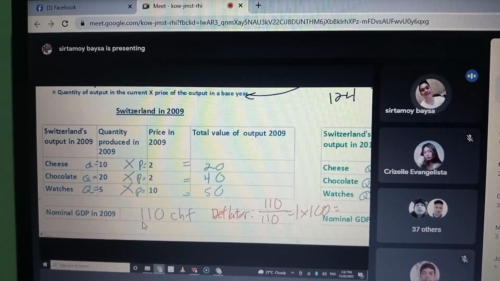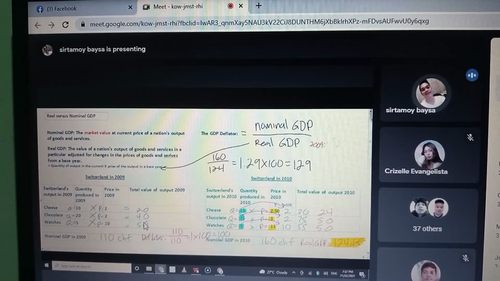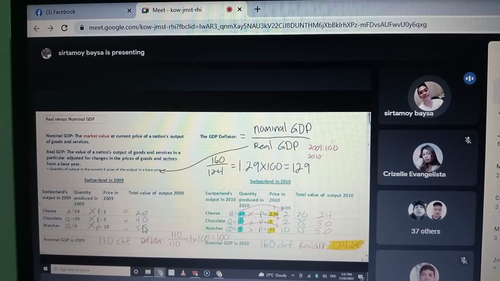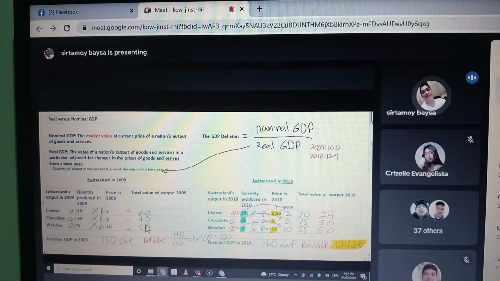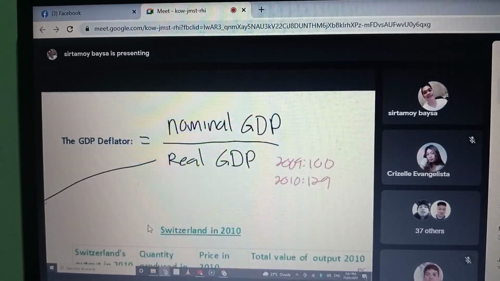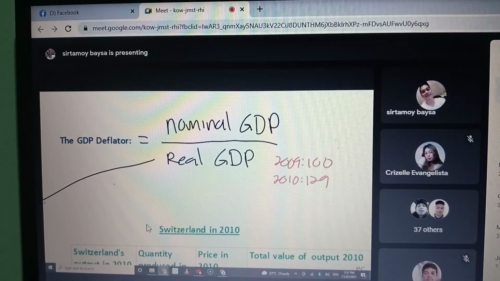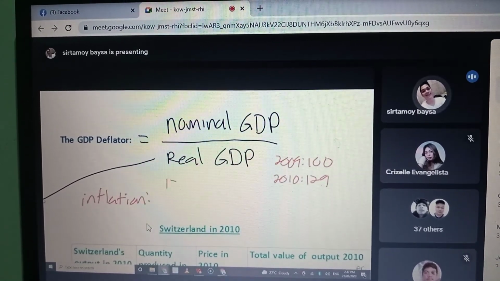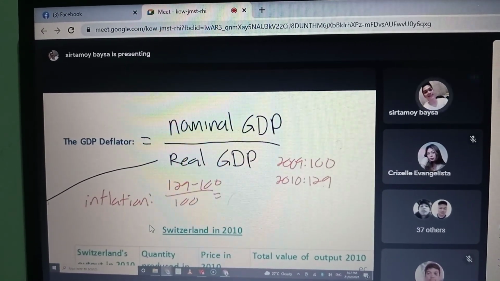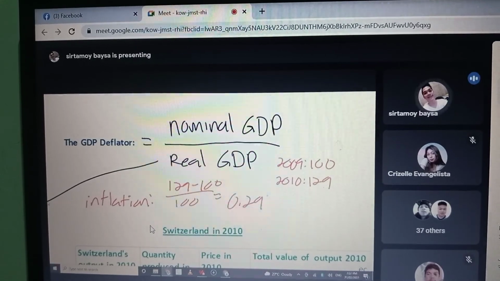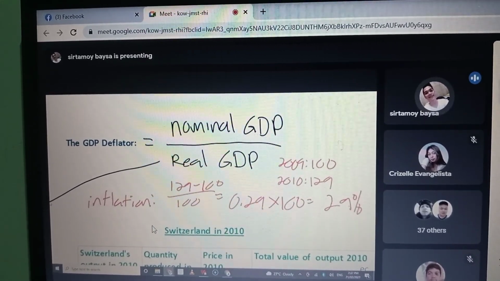Now we have 2 years of GDP deflators. We have the deflator for 2009, which is 100, and the deflator for 2010, which is 129. We can calculate the inflation using the GDP deflator index between these 2 years. That's simply the rate of change in the GDP deflator index, which in this case is 129 minus 100 divided by 100, giving us 0.29. When we turn that into a percentage, we get 29% inflation.